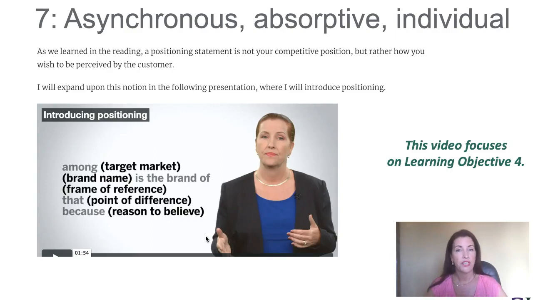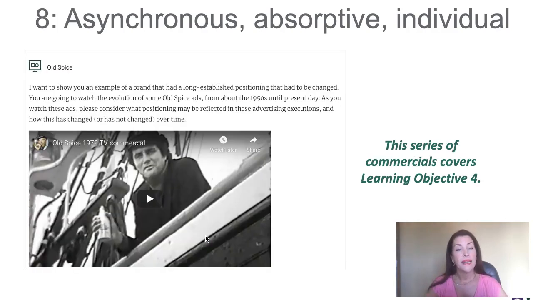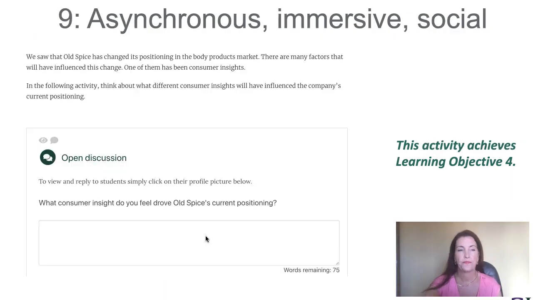Again, focusing on learning objective 4, there's another short video. This is introducing positioning and positioning statements. And finally, the last individual activity that they do is they watch a series of commercials. I've just got one shown here as an example that takes one brand, in this case Old Spice, and shows them commercials over the decades to talk about positioning, to give them examples of how positioning may change.